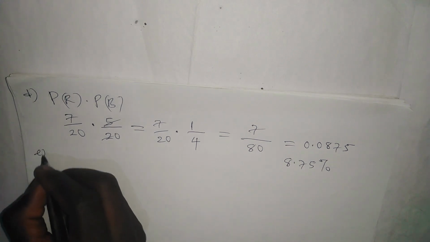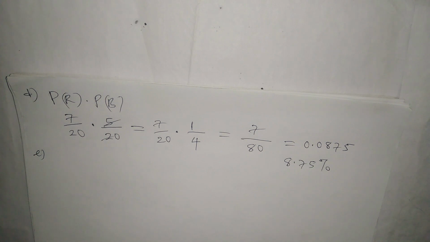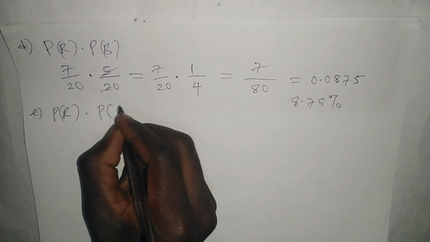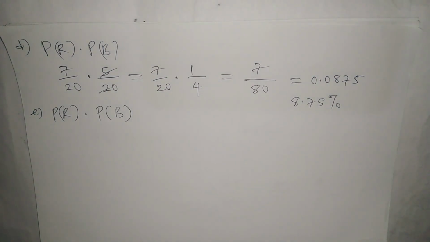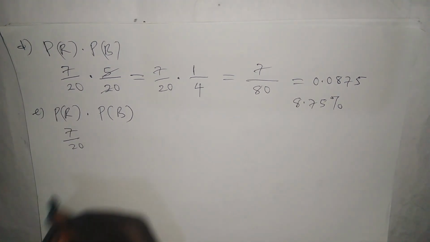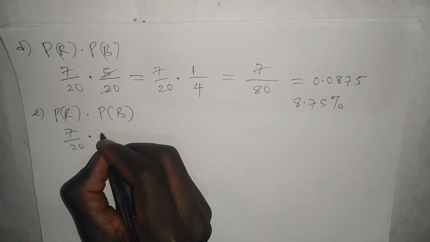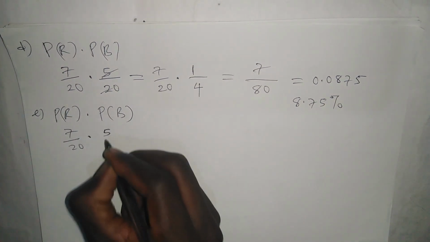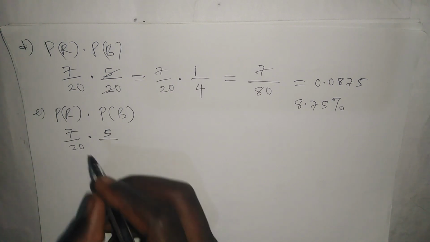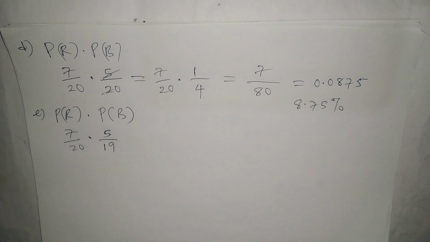Let's take question E. What is the probability of selecting a red then blue marble without replacement? This is also an AND statement. So the probability of selecting a red then blue marble. We know for a red marble we have 7 red marbles and we have 20 marbles in total. Then we have 5 blue marbles. Now in this case there is no replacement. So therefore the one marble you took, there is a total of 19 marbles in the jar because you've taken one marble. So we have 19 marbles.